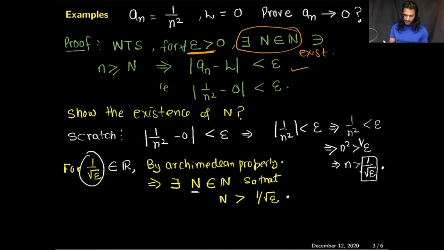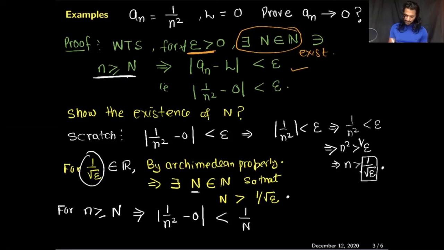My proof is that for n greater than or equal to that capital N, I need to prove that this is less than epsilon. So I'm going to compute 1 over n squared minus 0. Since n is greater than or equal to capital N, 1 over n squared is going to be less than or equal to 1 over capital N squared, because if I take the reciprocal and square on both sides, this inequality will hold.